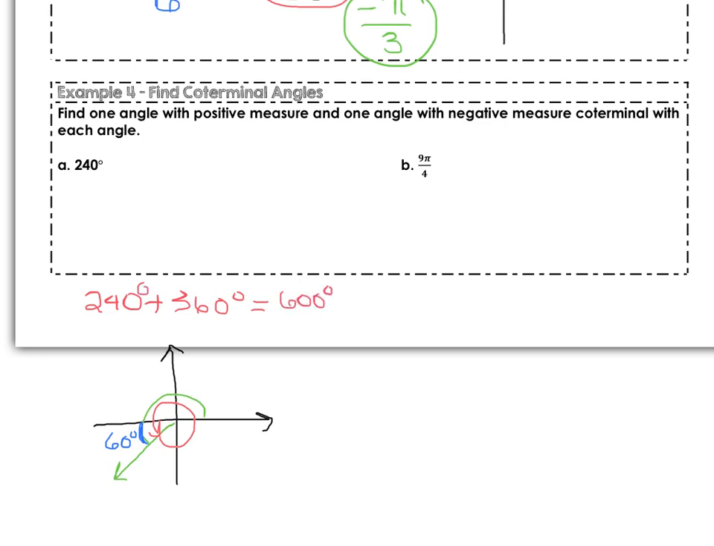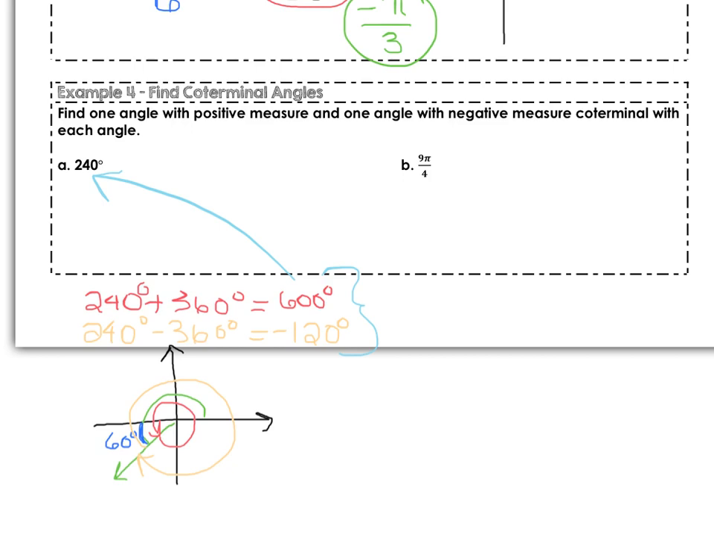So 240 plus 360 degrees, aka one full rotation around the circle, is going to get me an angle measurement of 600 degrees, okay? Now, if I want to go the other direction, if I'm at 240 and I rotate backwards, aka I'm going in a negative direction, I'm not going to add 360. I'm going to take away because I'm rotating in the opposite direction. So 240 degrees minus 360 degrees gets me negative 120 degrees. So both of these angles are called coterminal angles for 240 degrees because they share the same standard position around the axes, and they're also the same distance away from the x-axis.